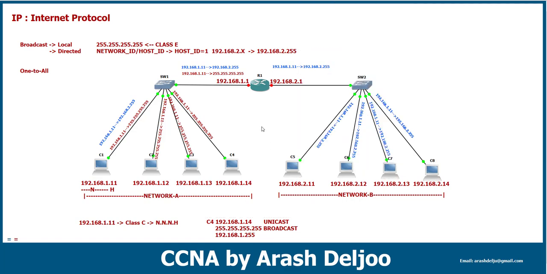Let me compare these two types of broadcast. The first type, local broadcast, has one specific assigned IP address from class E, quad 255. When you use this IP address as the destination IP, only the systems in your network should receive the traffic, and the router doesn't forward the traffic to other networks because this is local broadcast.